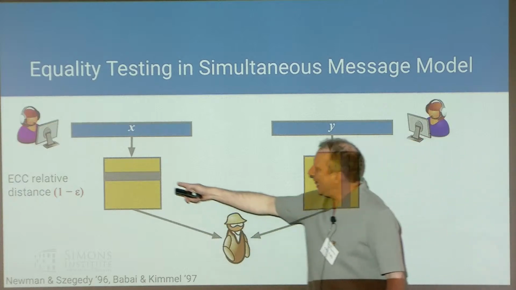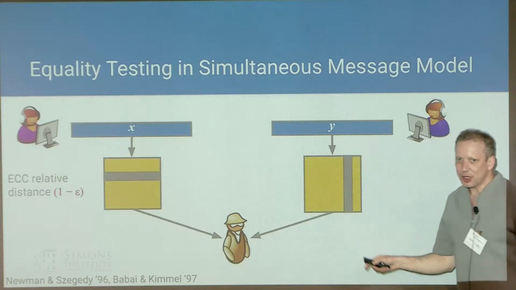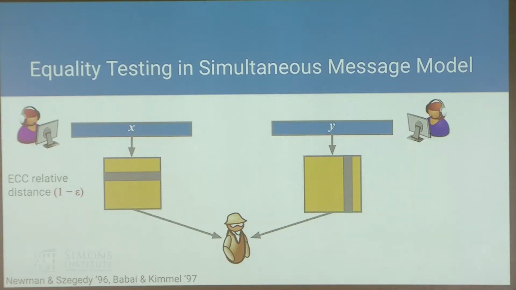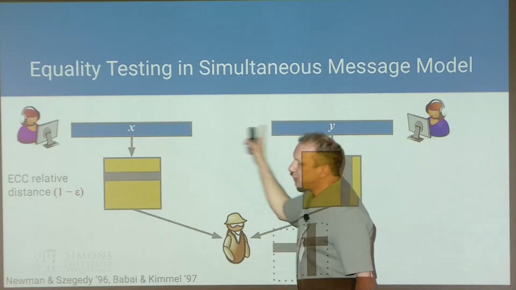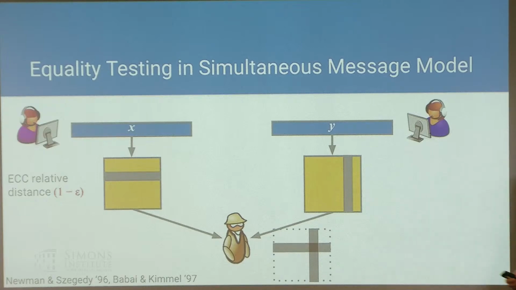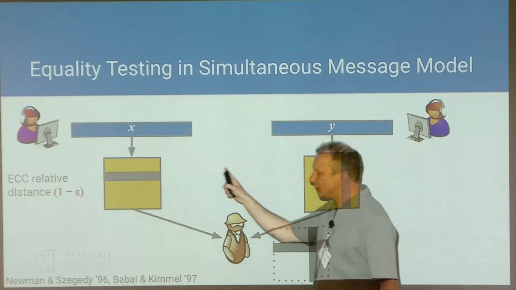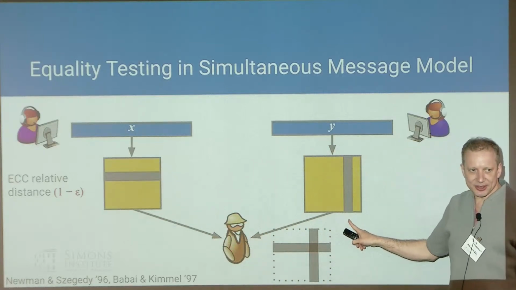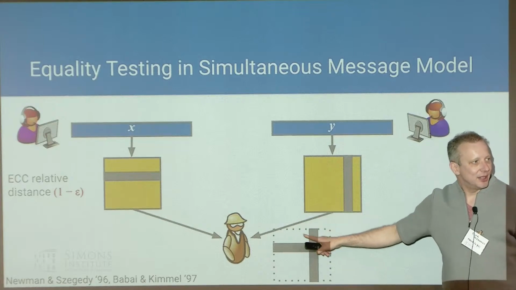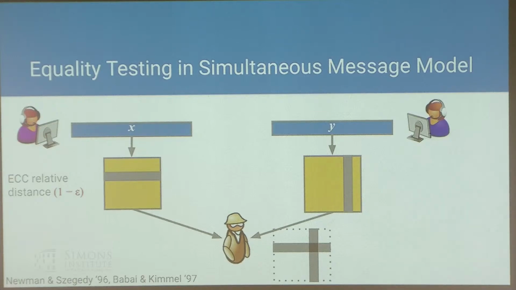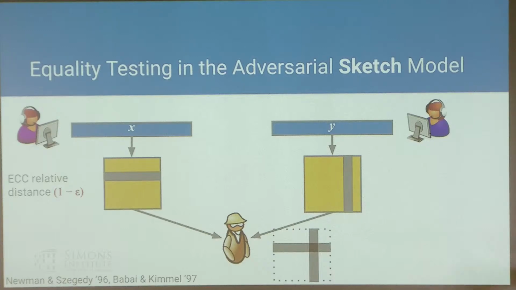And then Alice chooses a random row, Bob chooses a random column, and they send this random row and random column to the monitor, the third party, who then looks up the entry at the intersection. If these two strings or sets are different, then by the property of the relative distance, a 1 minus epsilon fraction of the entries is going to be different. Therefore, a random entry indexed by a random row and a random column is going to be different, right? And this gives us immediately a lower bound in the adversarial sketch model.